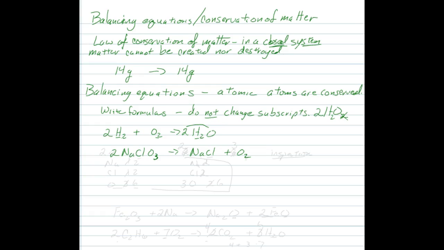So 2 times 3 is 6 oxygens. So multiply by 3. 3 times 2 is 6 oxygens. 2 Nas, 2 Nas, 2 Cls, 2 Cls. This is called balancing by inspection.